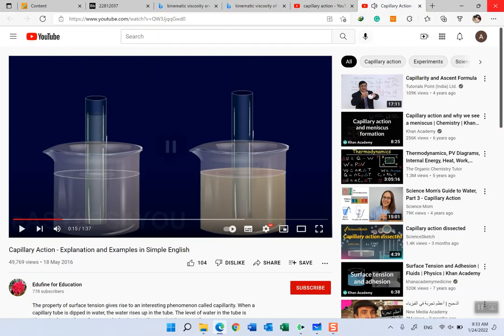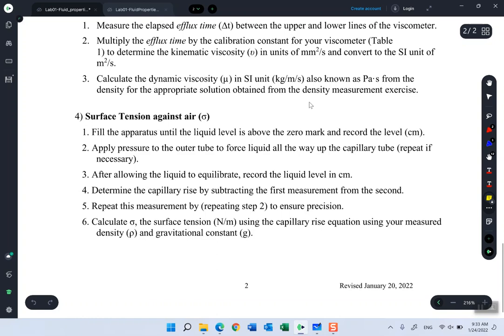So what we are going to do in the fourth experiment is to calculate something called the surface tension force. And this surface tension force is the force that is exerted on the surface of the fluid so it can make it rise inside the tube. So I think Dr. Abu Kaifa also explained that in the lecture, right? In the fourth lecture specifically.